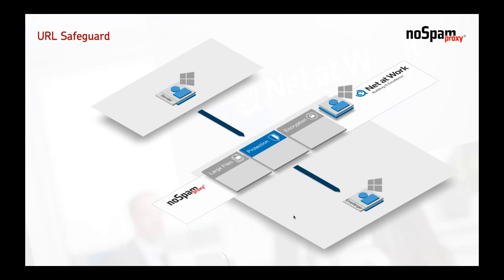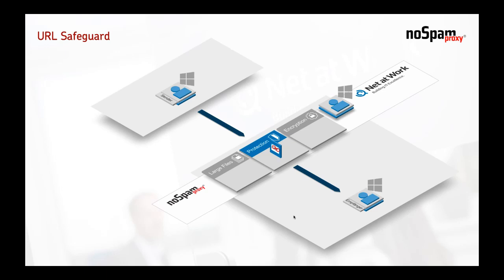In terms of URLs in emails, we provide the URL safeguard feature. This is also a pretty easy to understand and use feature. Here you can see NoSpamProxy is receiving an email containing a URL. At the time of the receipt, we maybe don't know the URL because it's also brand new. And according to the trust level of the sender, we can also decide to rewrite the link or not to rewrite the link.